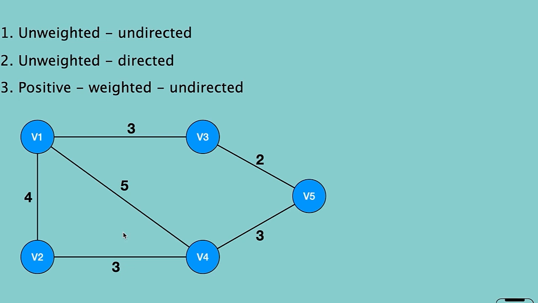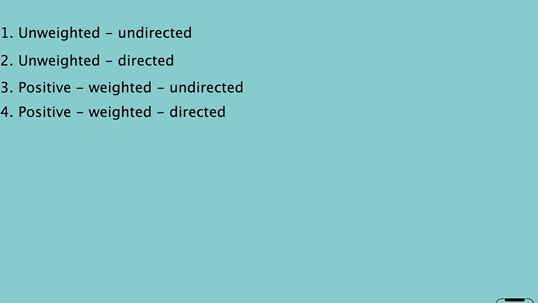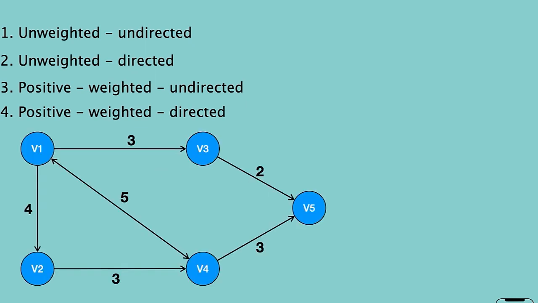Now the next type of graph is positive weighted directed graph. So this case is also similar to the third case, but here we have direction that is associated with the edge. So in this case, we can travel from V1 to V3, but we cannot come back from V3 to V1, because here we have directions associated with them. And here all weights are positive numbers. That's why it's called positive weighted directed graph.